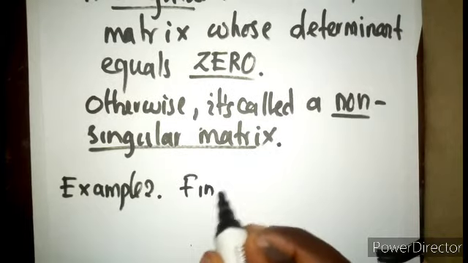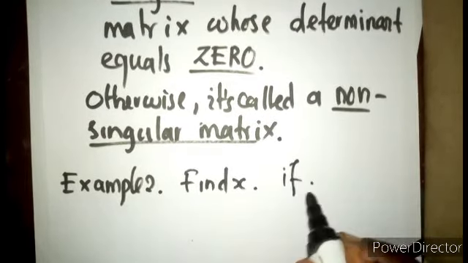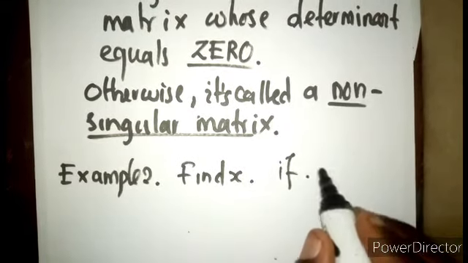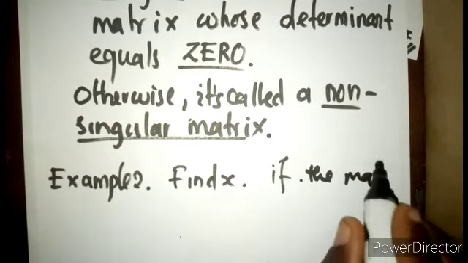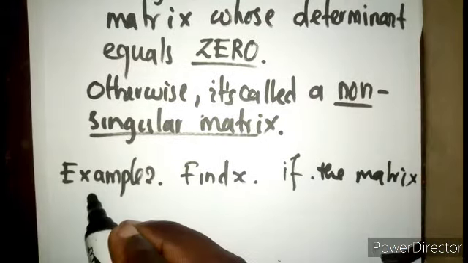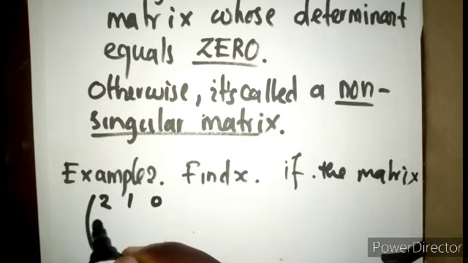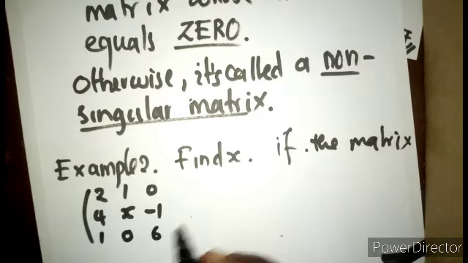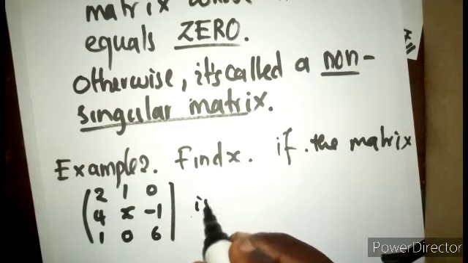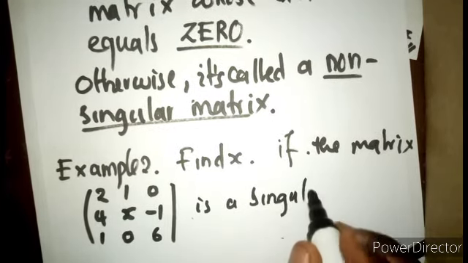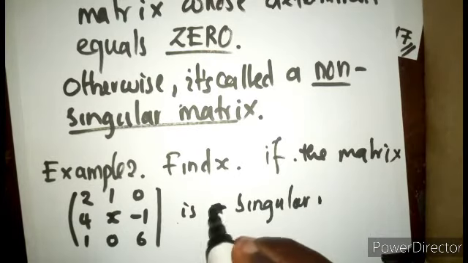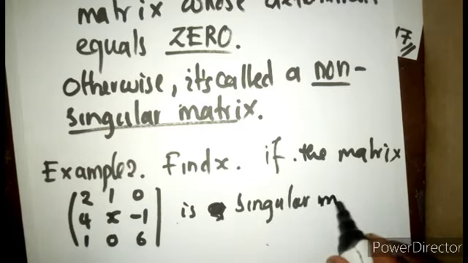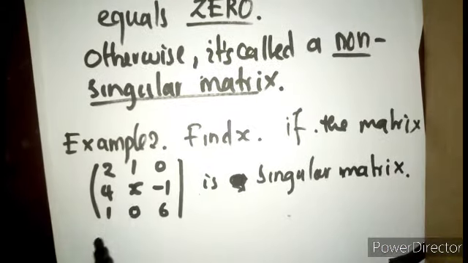Example 2. Find x if the matrix 2, 1, 0, 4, x minus 1, 0, 6 is a singular matrix.